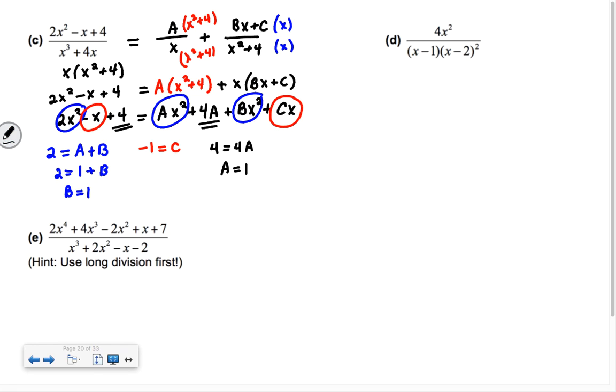So in the end, our a was over x, so we have 1 over x, and we had bx plus c, so we have 1x minus 1. So we have x minus 1 over x squared plus 4. Okay, so that's our partial fraction decomposition.